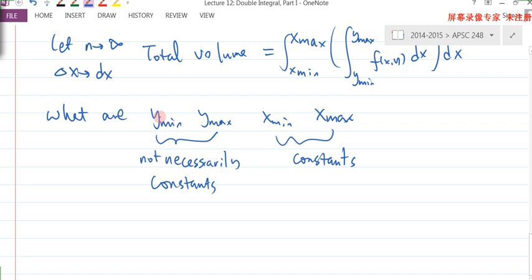However, then the x min in that case will not necessarily be constant, but then the y min, y max in that case will be constant. Does that make sense? Yeah.